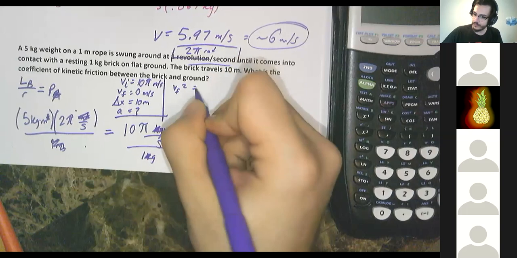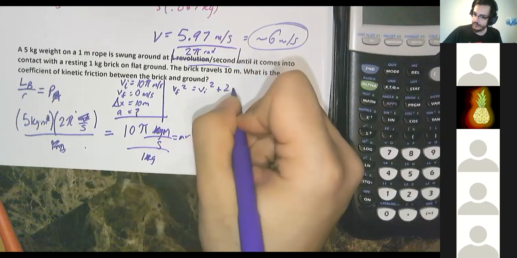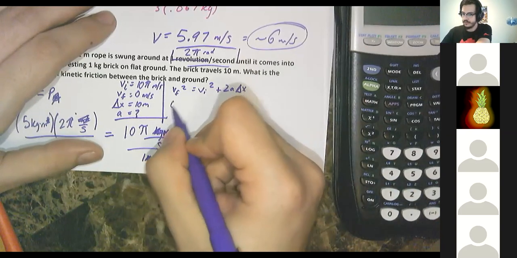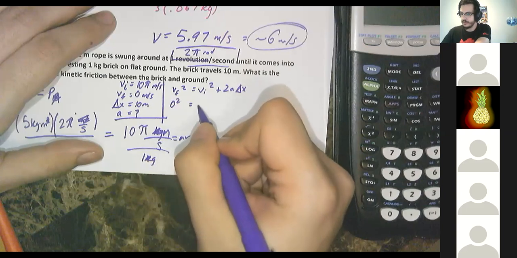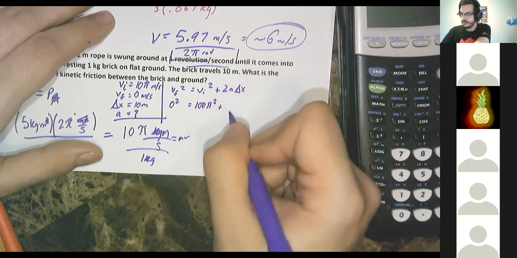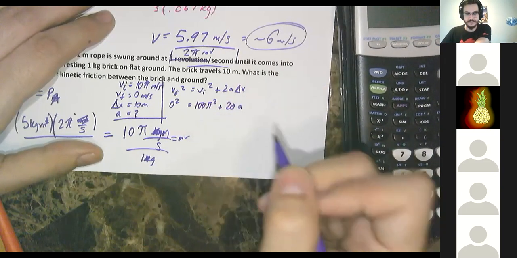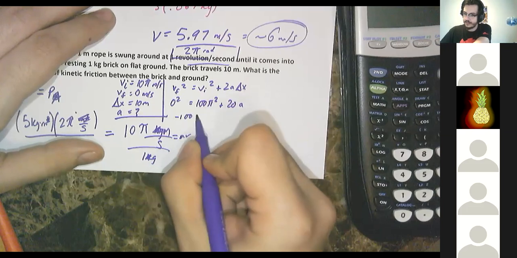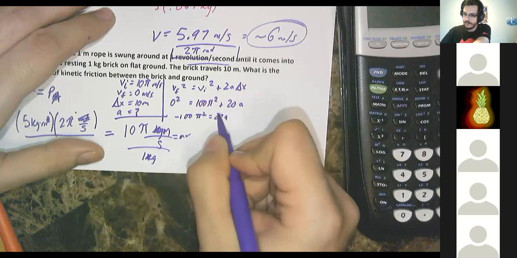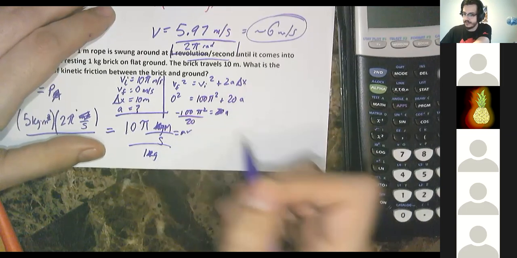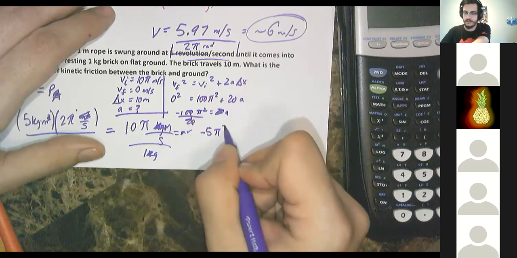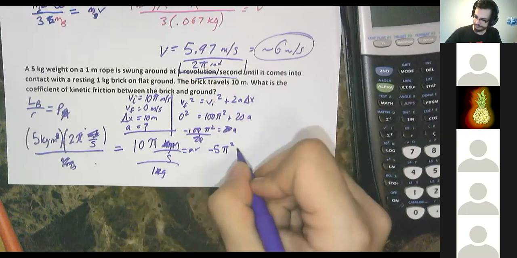Vf squared equals Vi squared plus 2a displacement. 0 equals 100 pi squared plus 20a. So negative 100 pi squared equals 20a. Thus, our acceleration is negative 5 pi squared.